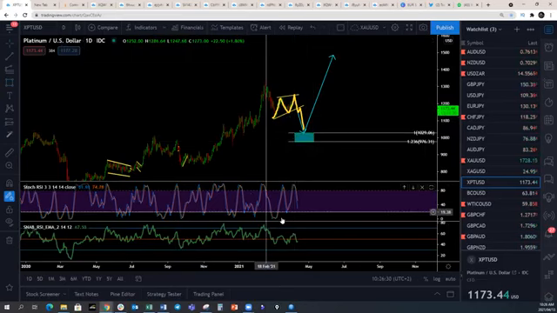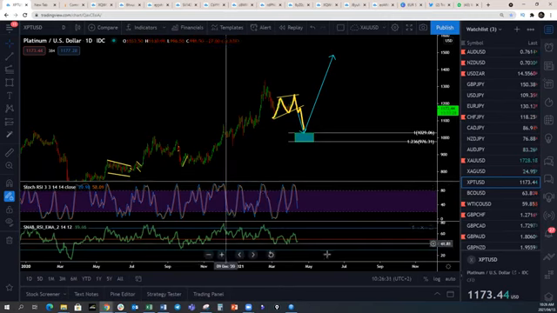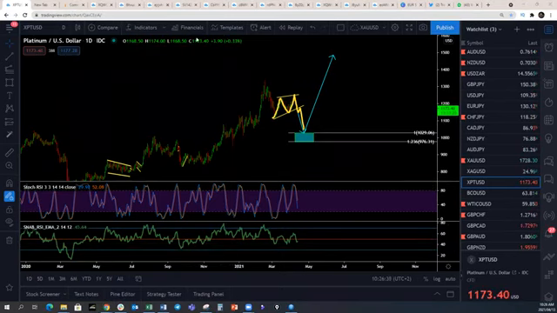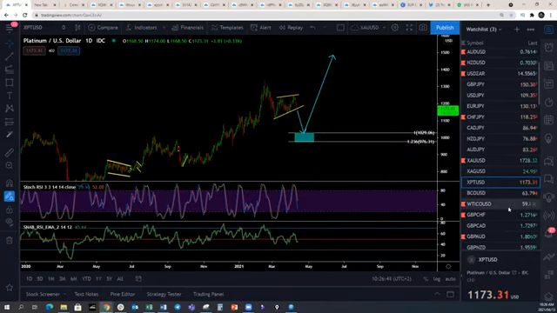Okay, so that's where you will trade. You'll start looking to trade platinum for more upside. So look out for that blue box there. All right, that is platinum.